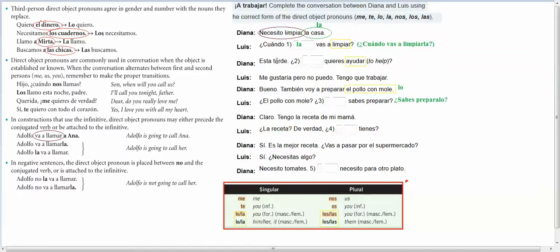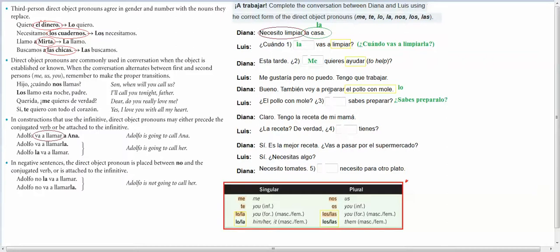Okay, esta tarde quieres ayudar. So she's saying this afternoon, and if this is a conversation between them, Diana's saying, I need to clean the house, and he's saying, when are you going to clean it? This afternoon, do you want to help who? Me, probably, me is me. Me quieres ayudar. Me gustaría, dice Luis, pero no puedo, tengo que trabajar.